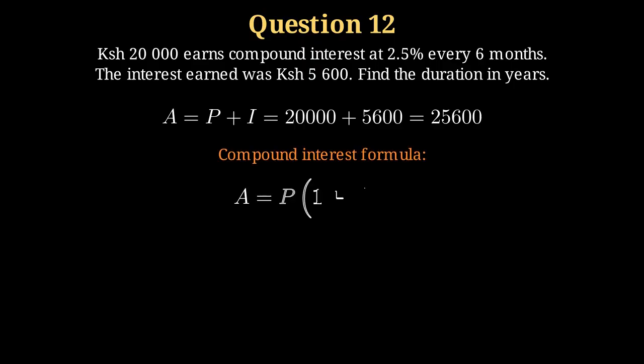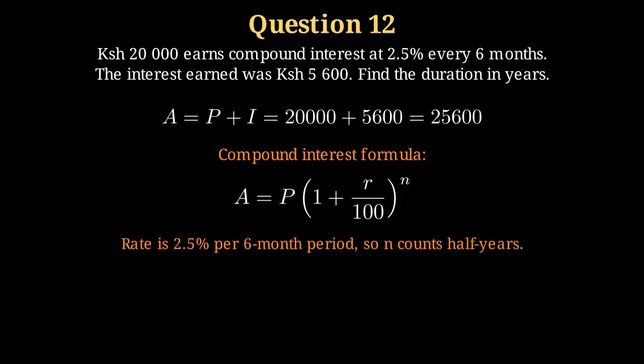Now the compound interest formula. The amount A equals the principal P times (1 plus R over 100), all raised to the power n, where R is the rate per period and n is the number of periods.